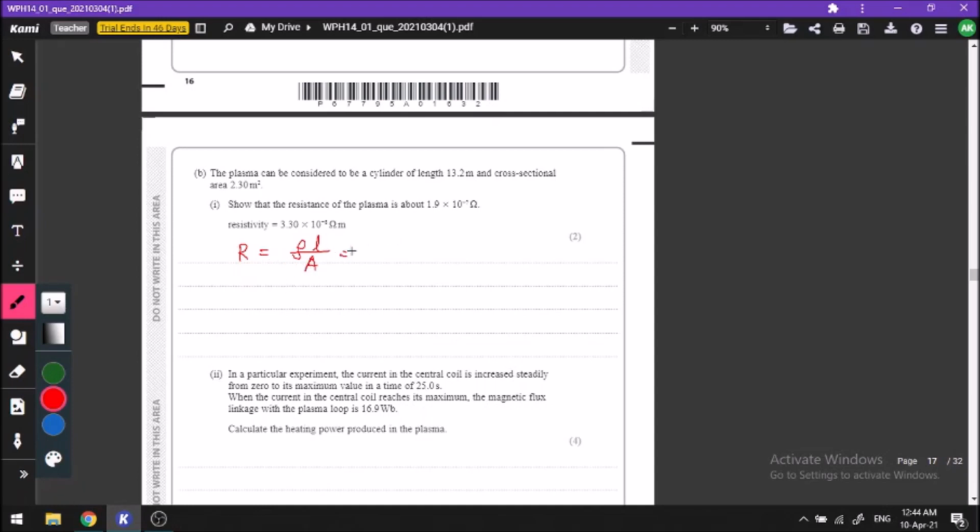So let's keep the equation like this. The resistivity rho is given here, 3.3 × 10^-8. And we know the length? Yes, that is 13.2. And we know the area? Yes, we also know the area. This is basically a very easy question to give you some marks and get you confident. Everything is given: the length, A, and the resistivity, all three things. You just have to use the formula and calculate the answer. The final answer of resistance should be 1.89 × 10^-7. There is something that we're missing here. Yes, the unit.